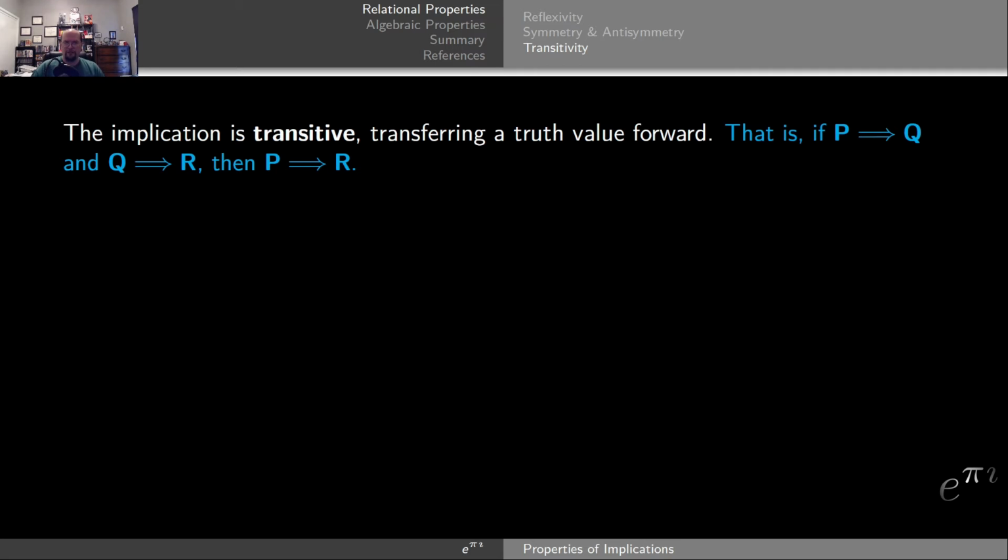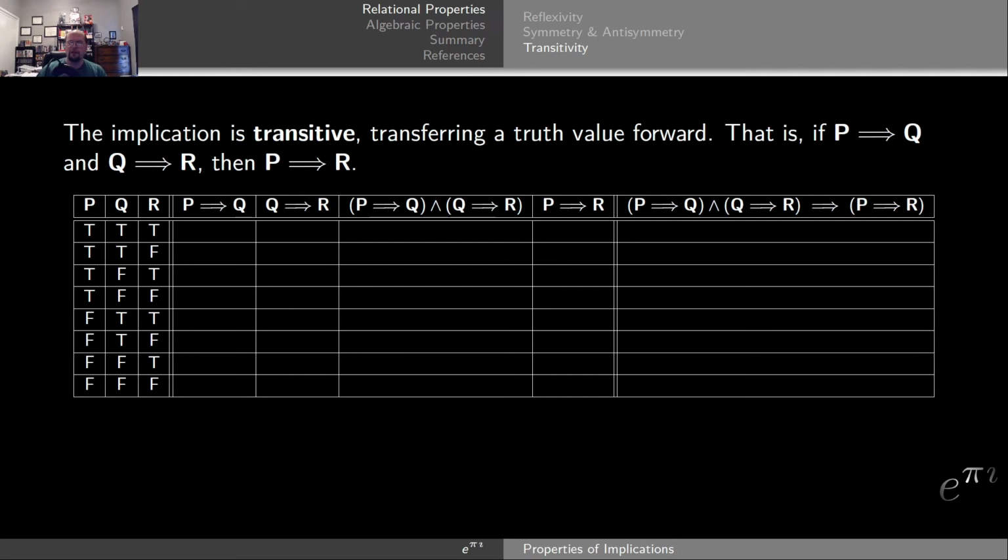To demonstrate this, we're going to bring out a truth table like this. We have three statements, P, Q, and R, and we want to see what happens in all cases, and we want to get a tautology at the end. So let's consider P implies Q. P implies Q is only false when P is true and Q is false. So for the first two cases, it is true. For the next two cases, it is false. And for the remainder, they're all true, giving me this column here.